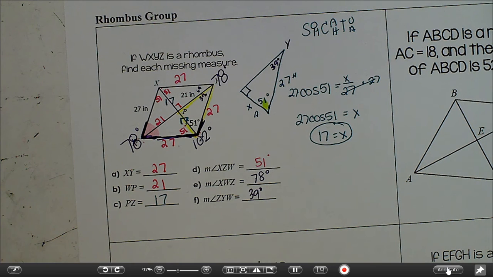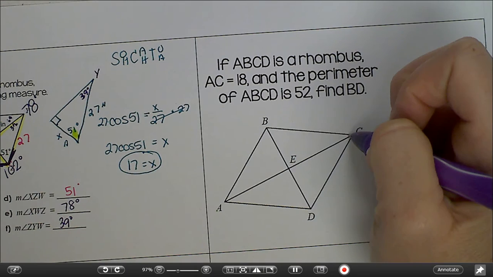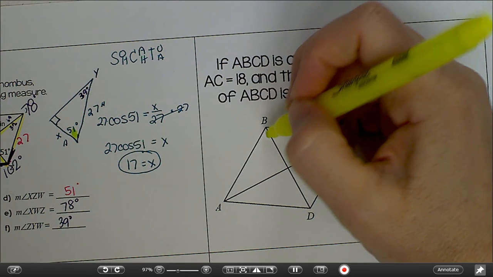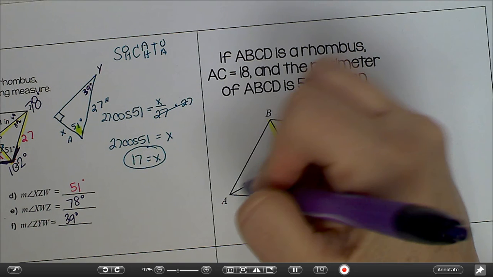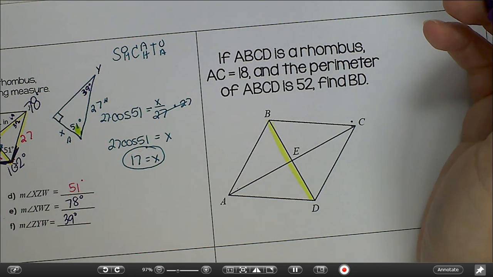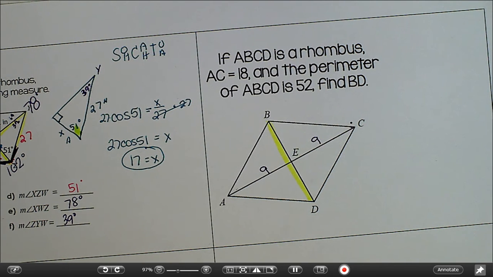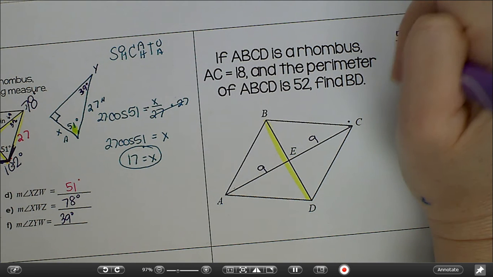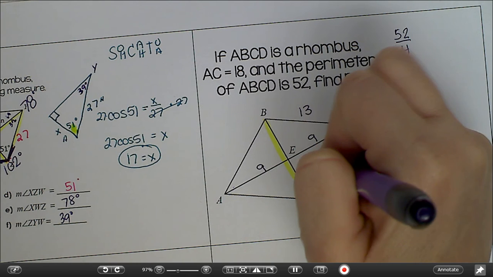Crazy, right? All right, the algebra ones of these seem a little easier too, don't they? If ABCD is a rhombus and AC is 18 and the perimeter is 52, find BD. So we want to know this length. All right, so let's fill out what we know. We know that AC is 18 and that diagonals bisect each other. So that means that each piece here would be 9. The perimeter is 52, but a rhombus has 4 congruent sides. So if we do 52 divided by 4, we get that each side is 13.